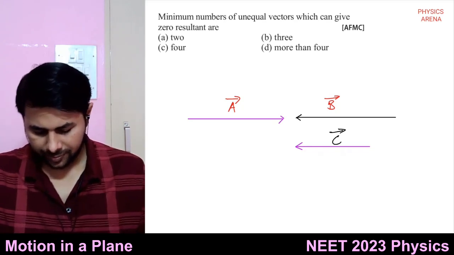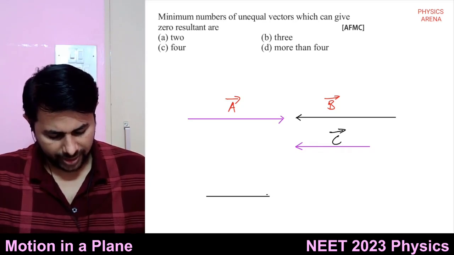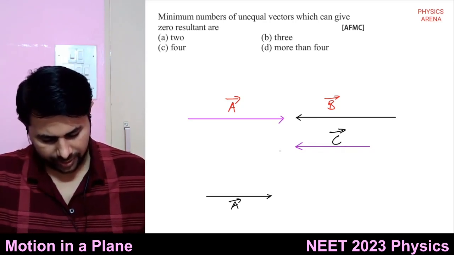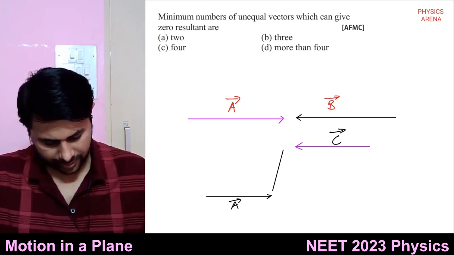Now let's suppose you take vectors like this. This is your A bar, and this is B bar.